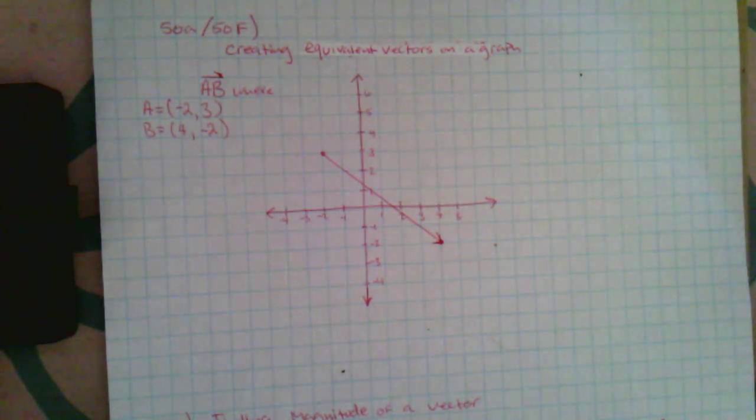Alright, hello. We are on content standard 50A/50F, where we're creating equivalent vectors on a graph. And we're given the vector AB, where A is -2, 3, and B is 4, -2.